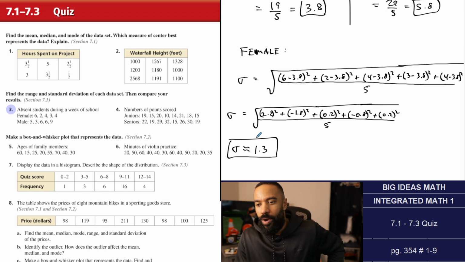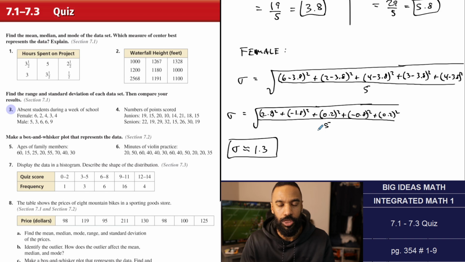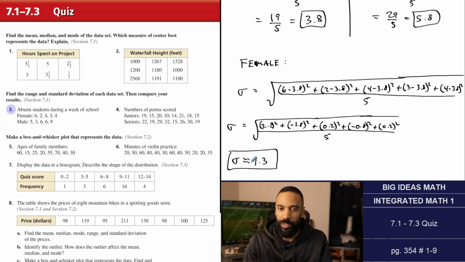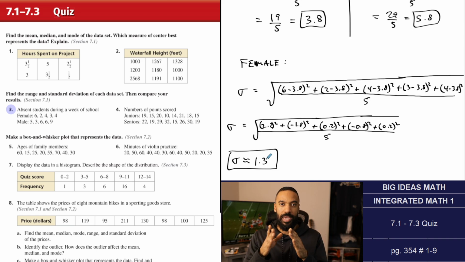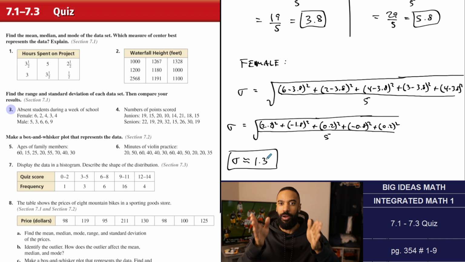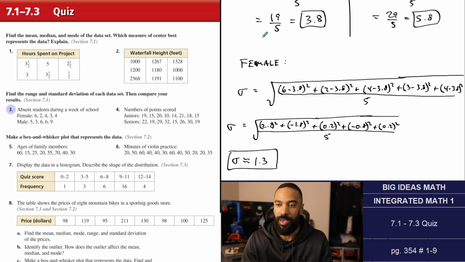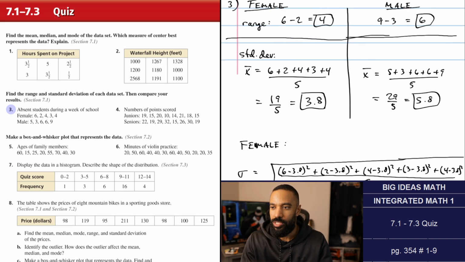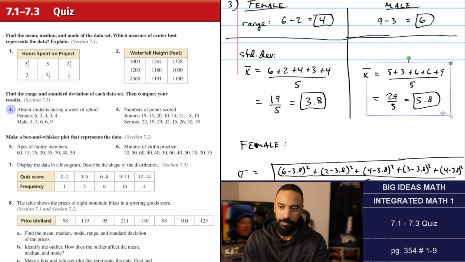And if you were with me for section 7.3, you might know what the standard deviation means with the 68-95-99.7 rule. We add and subtract 1.3 from 3.8, and we can say how much of the data actually falls within that range, or is expected to, which is really cool. All right, I'm going to do the same thing for males on the other side, guys. Let me copy paste, and I'll do it faster this time.